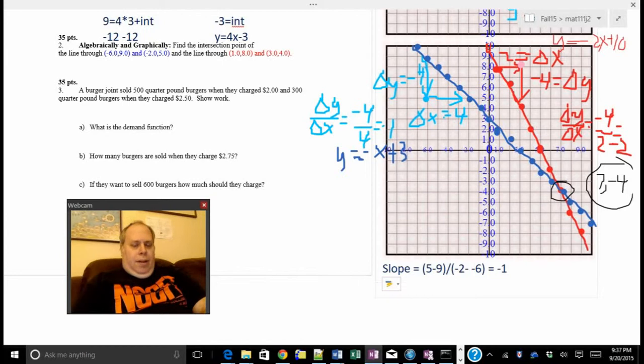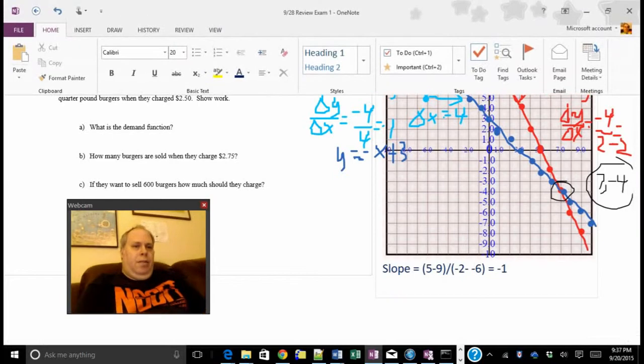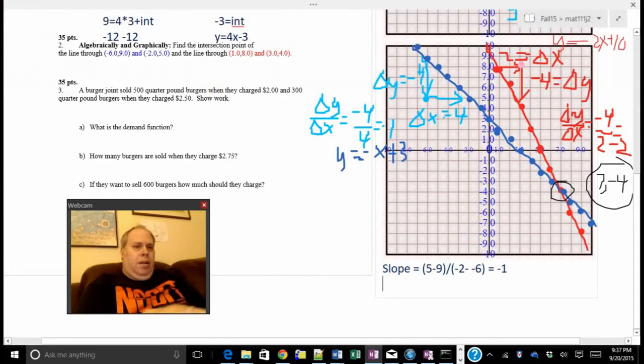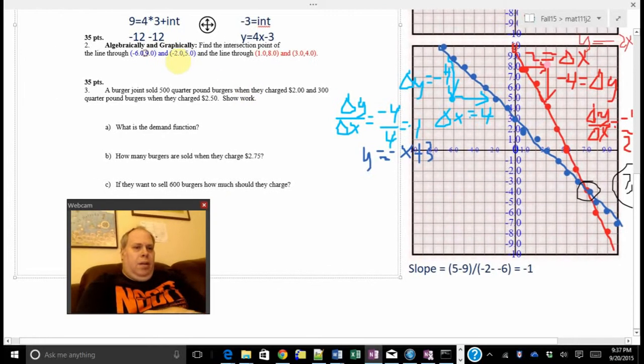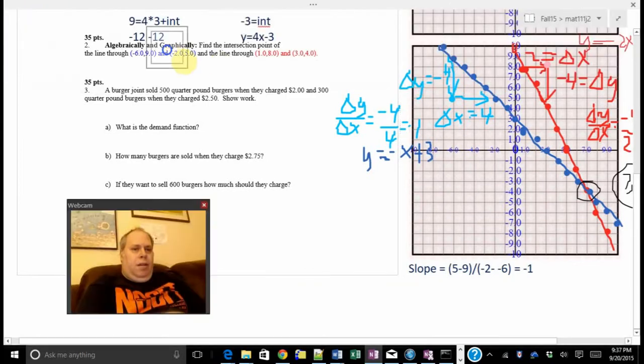Now, the next step is to get the intercept. So I'm going to pick the point -2, 5. Let's try this way. They use -2, 5.